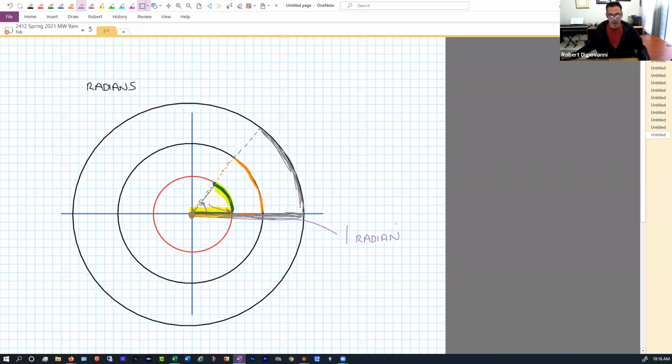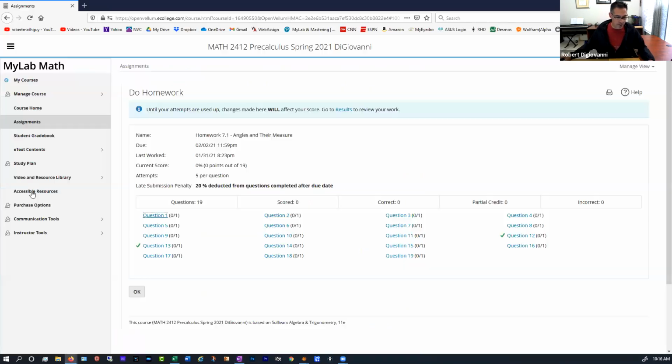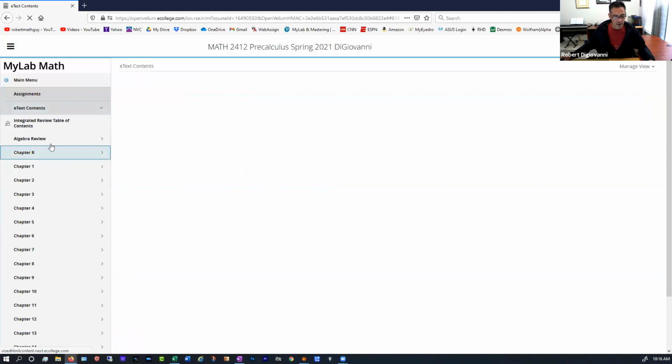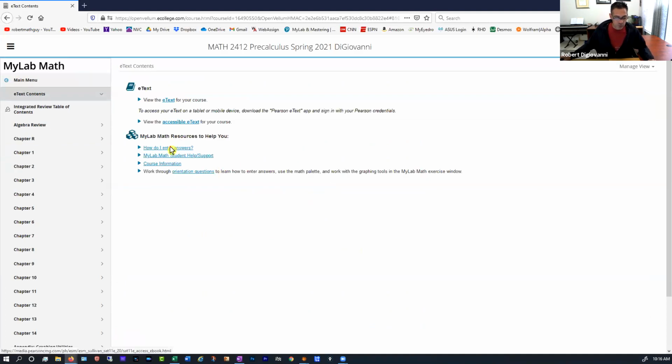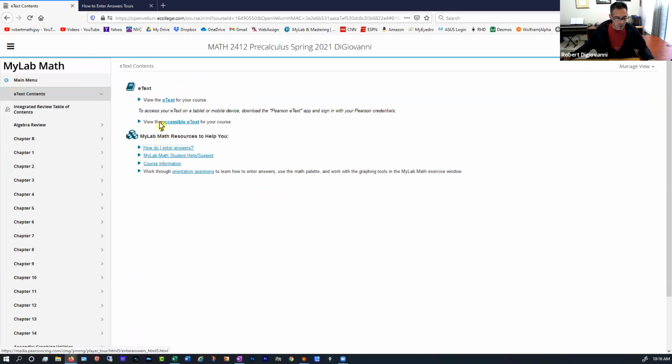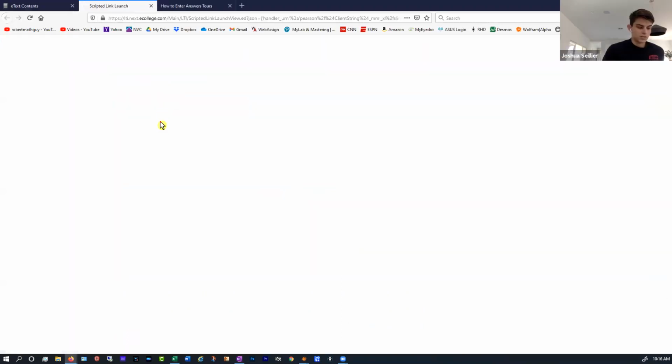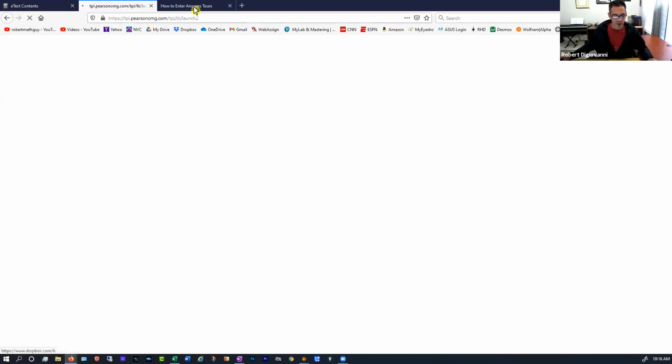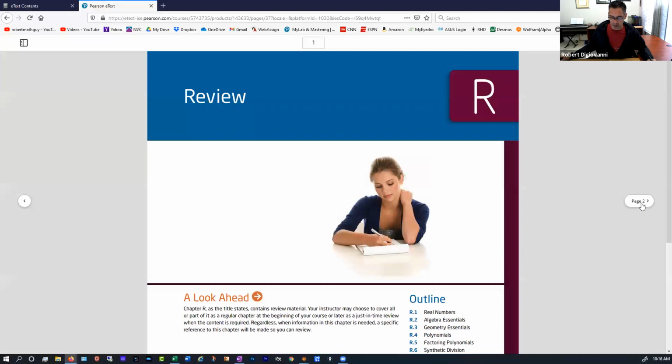So 1 radian, the definition is really nasty. I'm going to give you the definition just so you can see it. It's 57.296 degrees. There's a way to get from radians to degrees also, but we'll talk about that in a second. I just want everyone to see this in the textbook, the formal definition that they use.